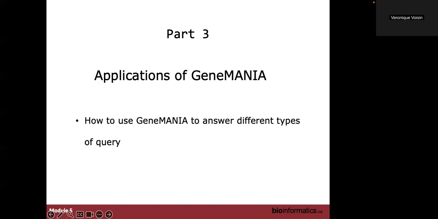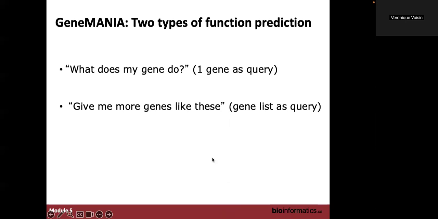So let's start part 3, which are the applications of GeneMANIA, how to use GeneMANIA to answer different types of query. So we know that we can have two types of function prediction and two types of question. The first question is, what does my gene do? We have one gene as a query. And the second question is, give me more genes like this. We have a gene list as a query.